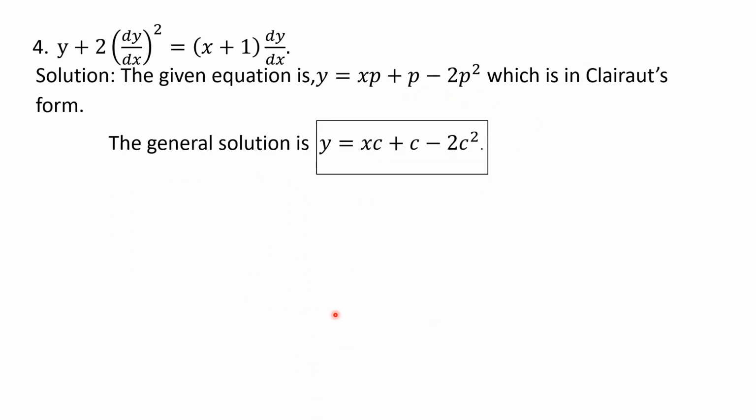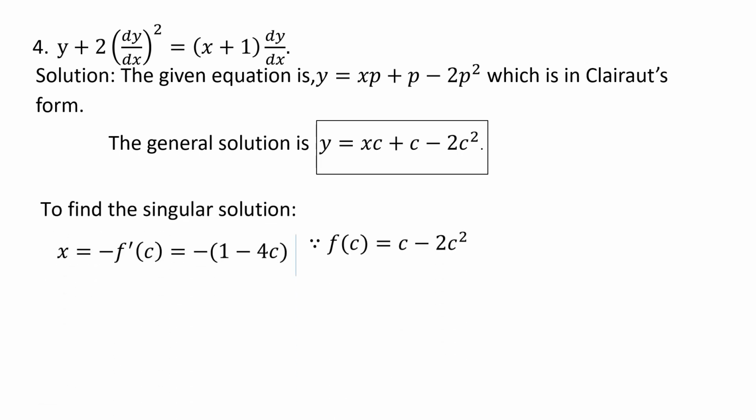The general solution is replacing p by c. Y is equal to xc plus c minus 2c square. So your f of c is here c minus 2c square. So I will take the singular solution. So that is x equal to minus f dash of c, where f of c is c minus 2c square. So f dash of c is 1 minus 2 into 2c, 4c, 1 minus 4c. So substitute here, minus of 1 minus 4c.